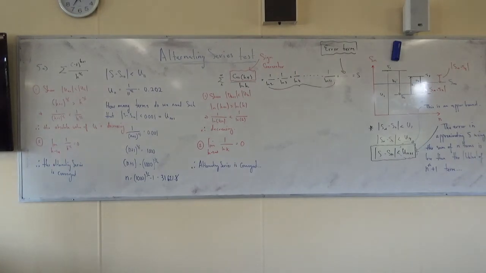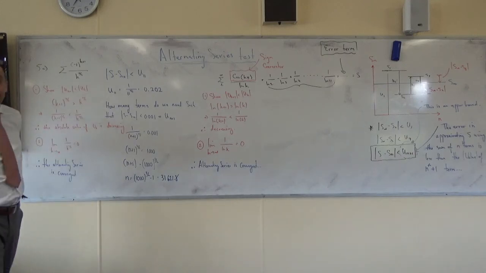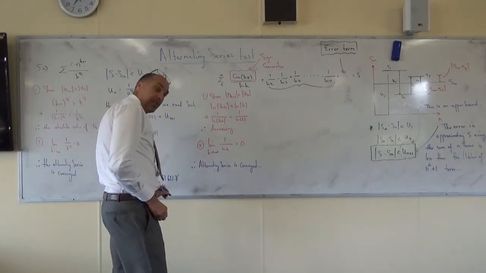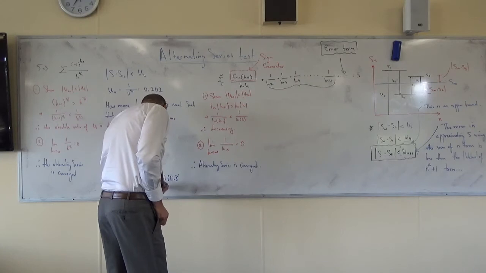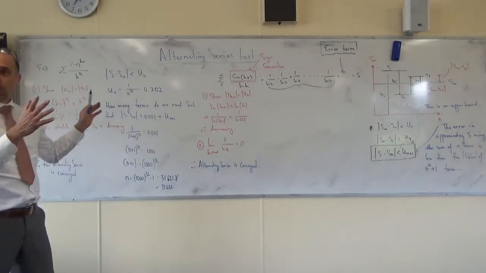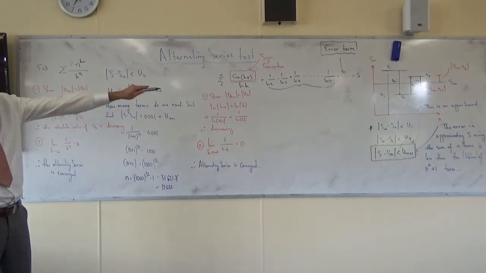Should I round up or round down? I'm going to need the next term to make it less than. So my answer would be equal to 31,622. Can you now please repeat what I've done, but for this question?